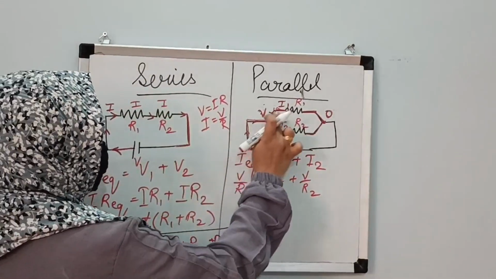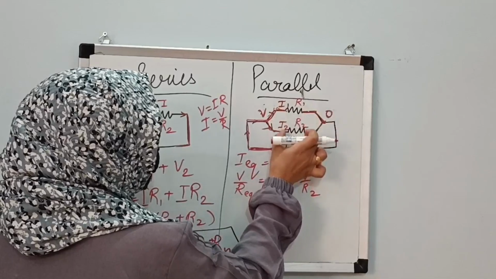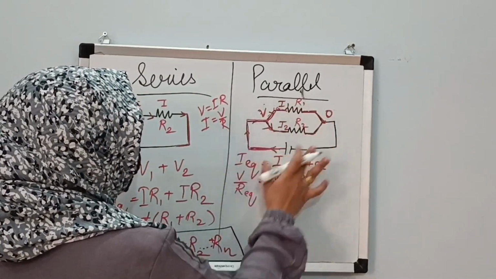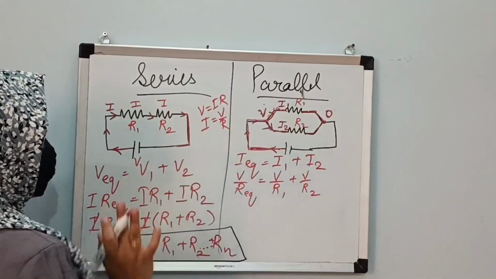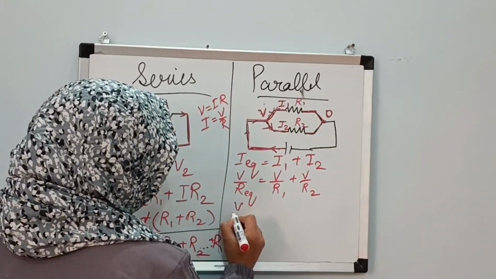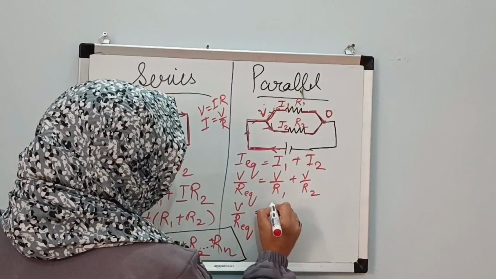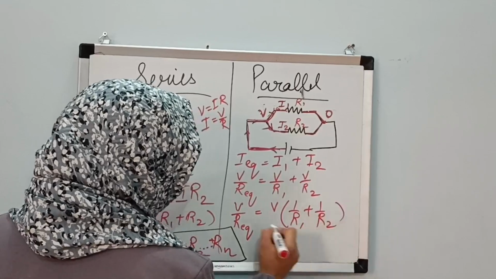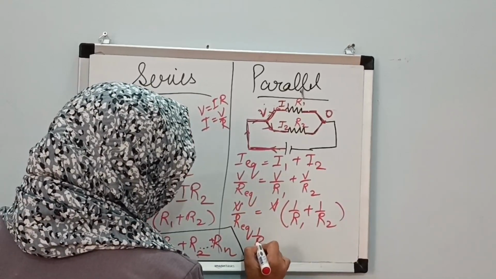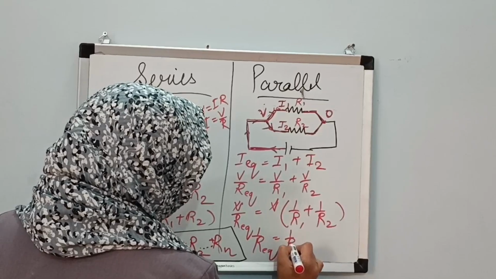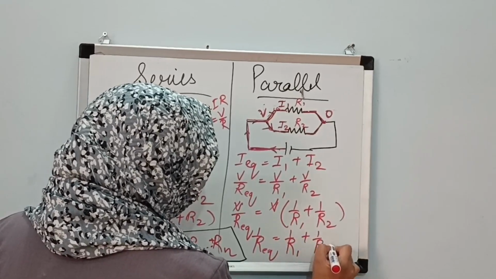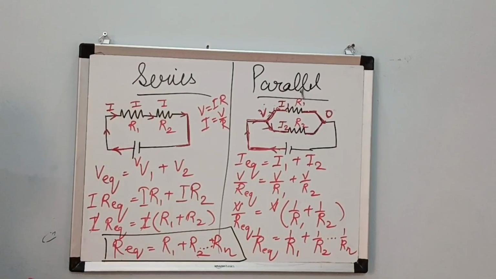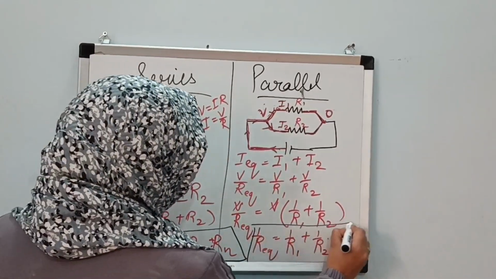Why? क्योंकि जो भी पोटेंशियल डिफरेंस यहाँ है वही ये दोनों रेजिस्टर्स के अक्रॉस भी है. ओके, R1 के अक्रॉस भी पोटेंशियल डिफरेंस है और मतलब टोटल पोटेंशियल डिफरेंस is same in this parallel circuit. ओके, so V by R equivalent is equal to V, हमने कॉमन ले लिया, it became 1 by R1 plus 1 by R2. V cancelled, so 1 by R equivalent is equal to 1 by R1 plus 1 by R2 or 1 by Rn. So this is the formula for finding out the equivalent resistance in parallel.